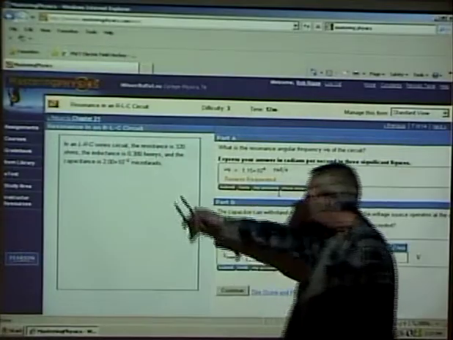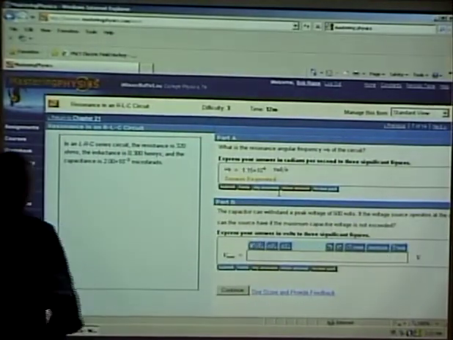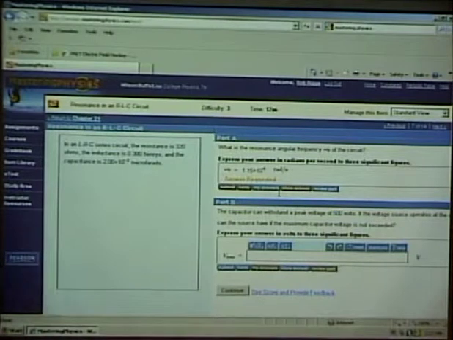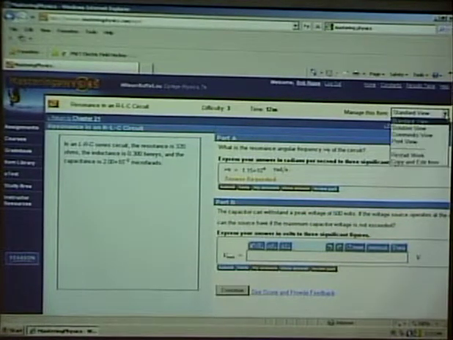It says an LRC circuit, the resistance is, now if we go to the hints, let me just redo it so you can see how it's done.